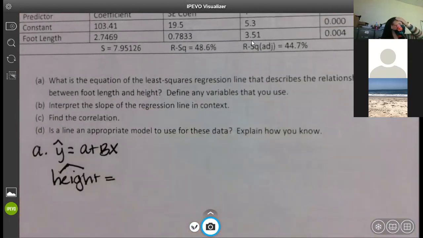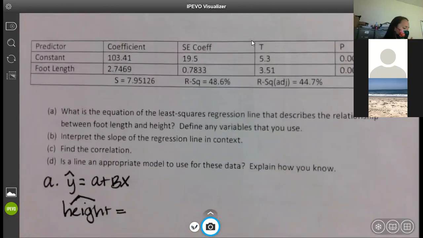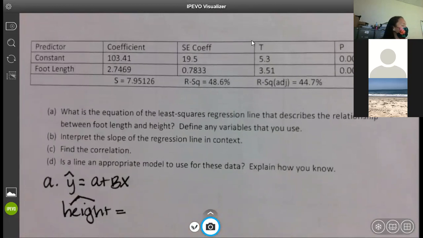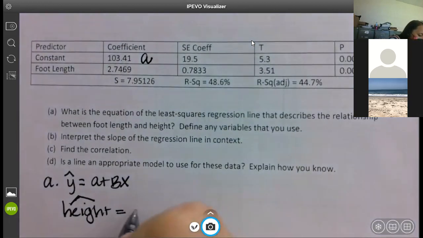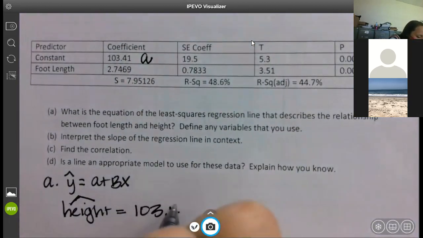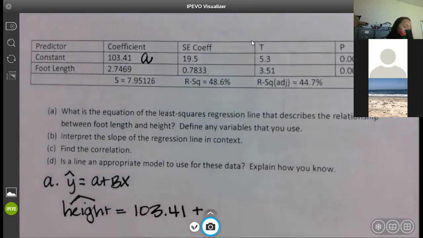we need our constant or our y-intercept first. So where do you find that on this chart? What did I tell you? Where are you going to look? It is the coefficient, but which one in that column? The constant. This is A. So 103.41 plus.